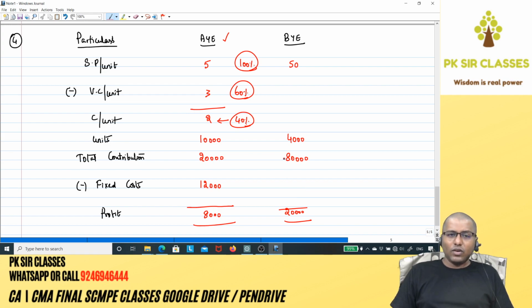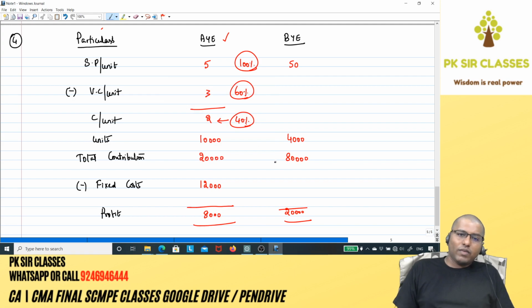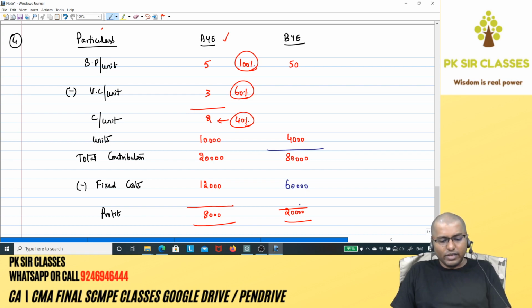Okay. Now tell me one thing. Contribution minus fixed cost is profit, correct? Contribution minus fixed cost is profit. Okay. When contribution is 80,000 and profit is 20,000, what is the difference between these two? 60,000 should be the fixed cost. Why? Because 80,000 minus 60,000 will give you 20,000. Correct?